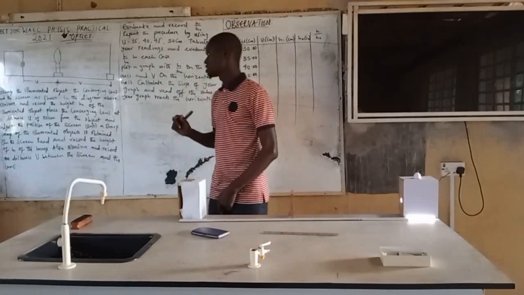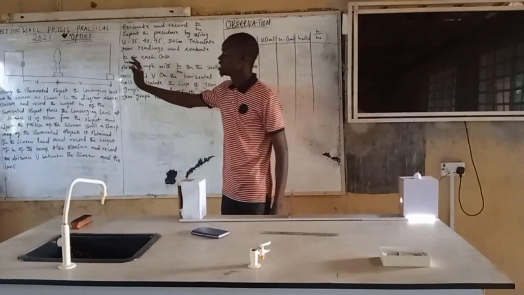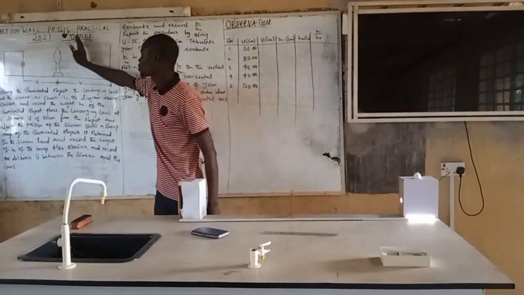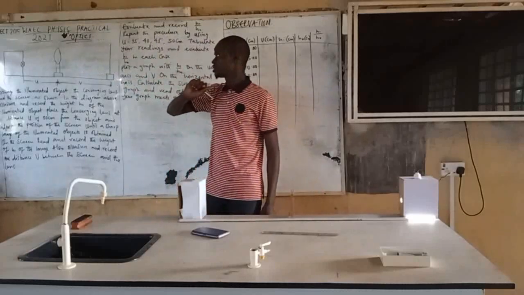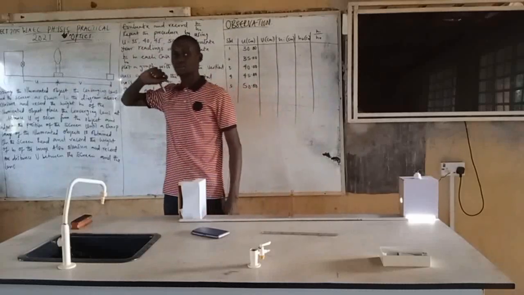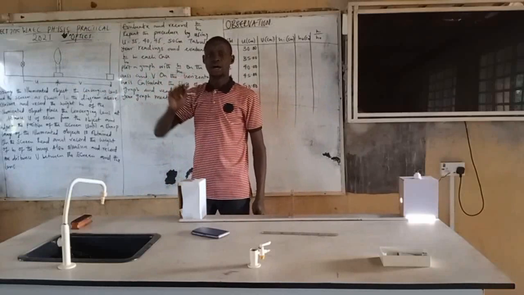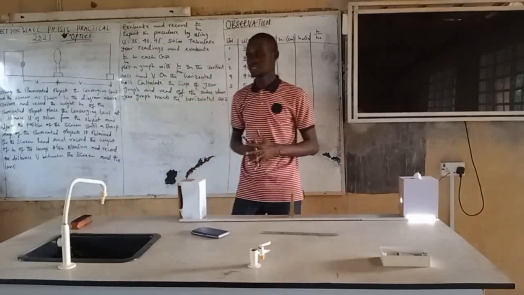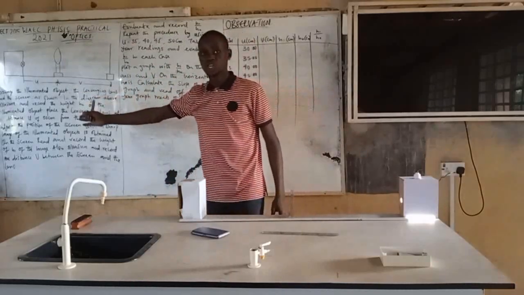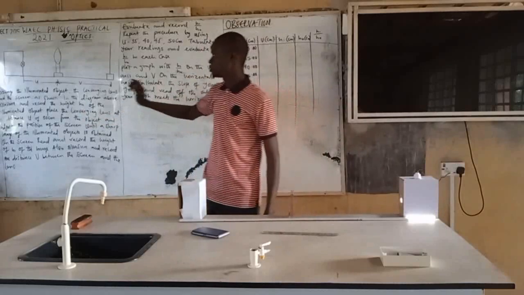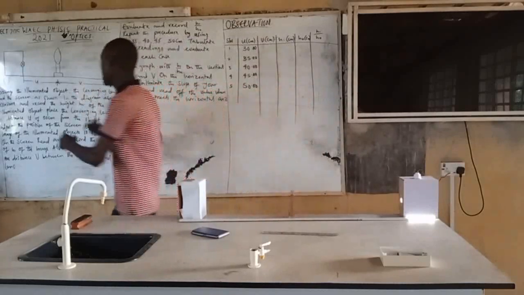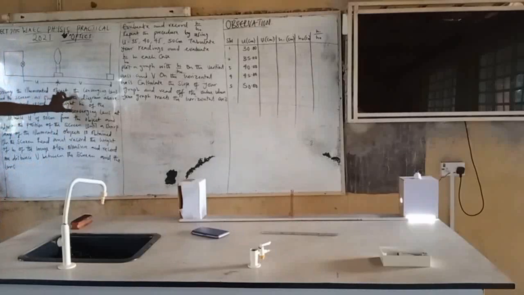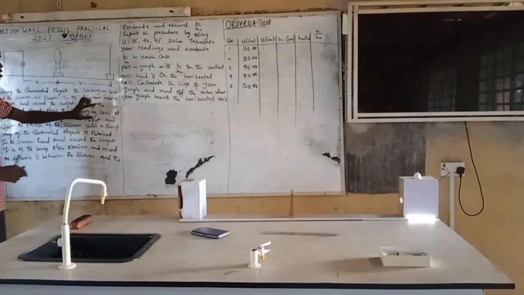Now let's get started. Today we are going to be looking at the physics practical of optics. Now we are given a diagram like this. How do we perform the experiments? Following the procedure given to us, we are to arrange the illuminated object, the converging lens, and the screen as shown.